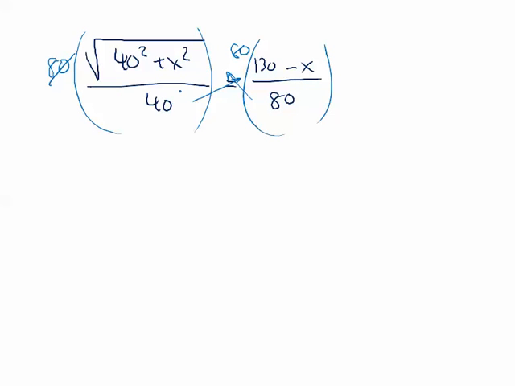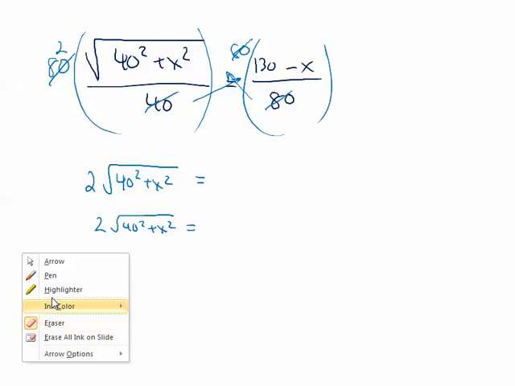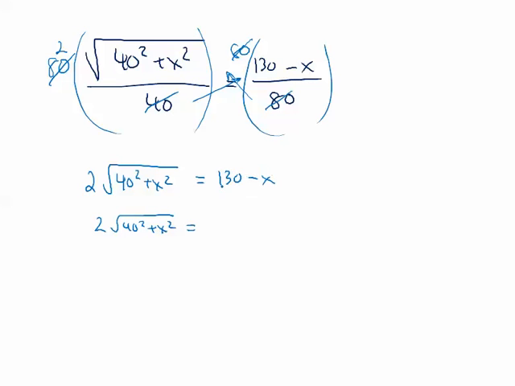And what we got here is a 2 goes on the outside, so it's really 2 root 40 squared plus x squared is equal to, ooh, this one's not so fun. This is actually 80. Okay, everybody good there? Oh, sorry, make a mistake here. 80's cancel, right? There you go. A lot better. That went away completely. That should be 130, subtract x, it stays like that.